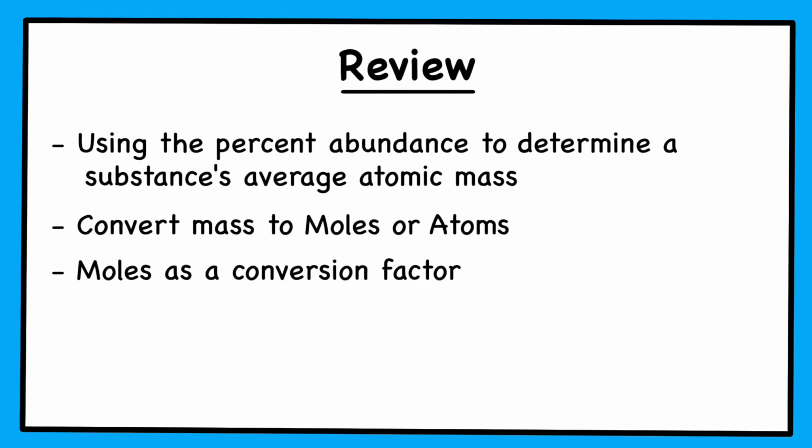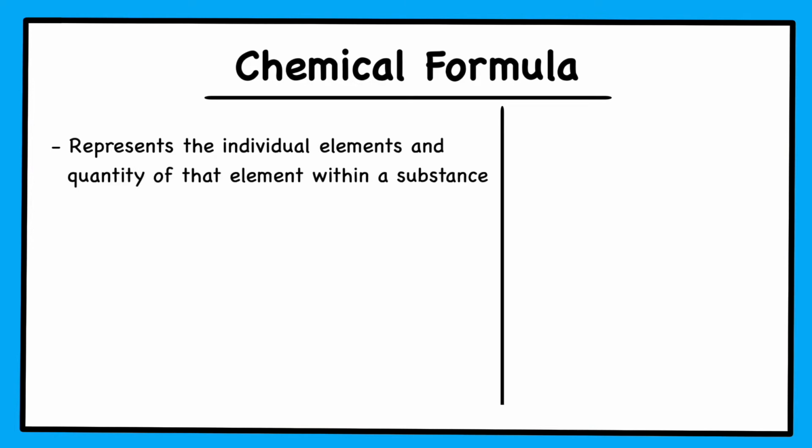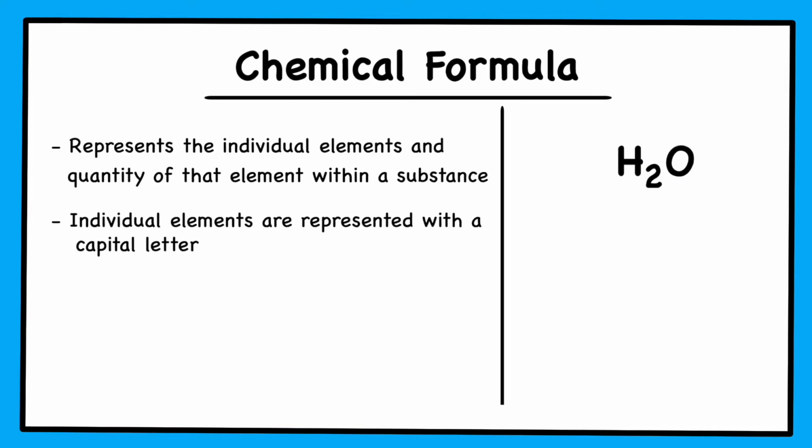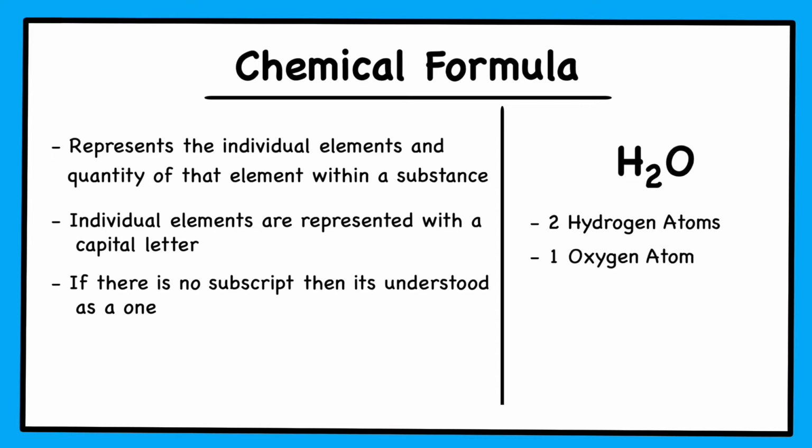Now we're going to take that knowledge a step farther and mathematically determine the chemical formula for a specific compound. If we remember back to last year, the chemical formula is a representation of not only the individual elements present within a compound, but also the quantity of each element present within that compound. For example, the formula of water is H2O, and it tells me the individual elements present within the compound, hydrogen and oxygen, which are indicated by the capital letters, and the quantity of each of these elements given by these subscripts. If there is not a subscript present, it is understood that there is one of that element. So in the case of water, there is 2 hydrogen atoms to every 1 oxygen atom.